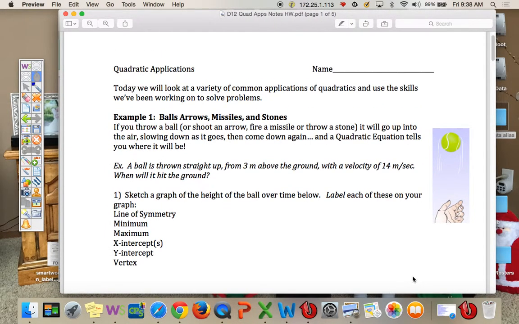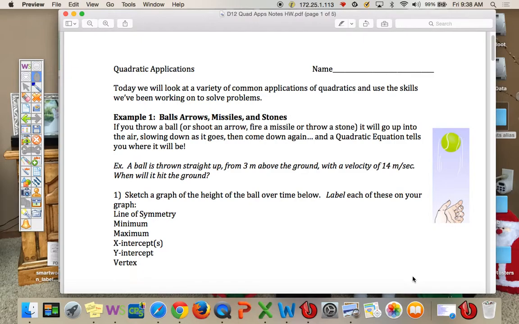Now that we've spent some time looking at quadratics, we're going to look at some applications today. So the first example: if you throw a ball or shoot an arrow, fire a missile, or throw a stone, it will go up into the air, slowing down as it goes, and then it will come down again. And a quadratic equation tells you where it will be at any given time. So let's look at the first example.